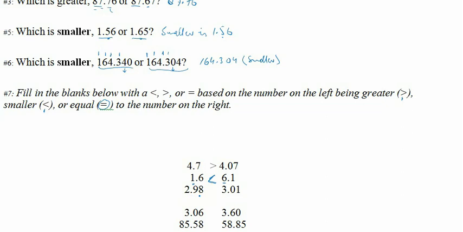Similarly 2.98 is less than 3.01, because 3.01 is the greater number. Compare the number just before the decimal.